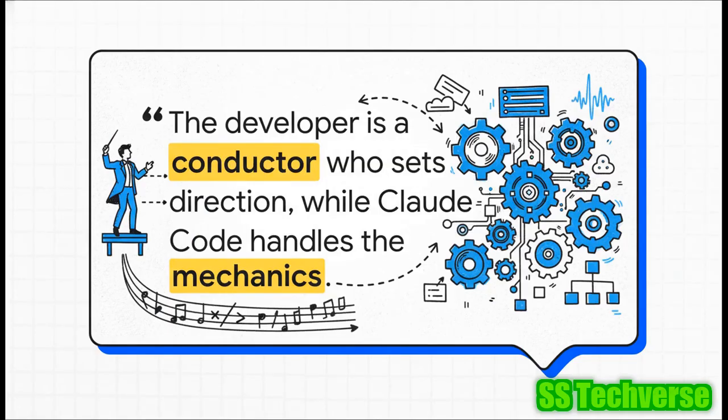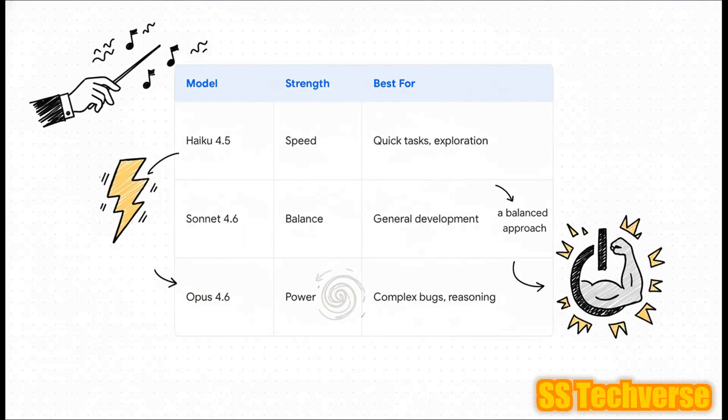I love this quote because it perfectly captures the new paradigm. The role of the developer is shifting right before our eyes. Instead of typing out every single line of code, you become the conductor. You're the architect who sets the high-level direction and reviews the final product, while the AI handles all the nitty-gritty mechanics. And speaking of being the conductor, you get to choose the right musician for whatever job is at hand.